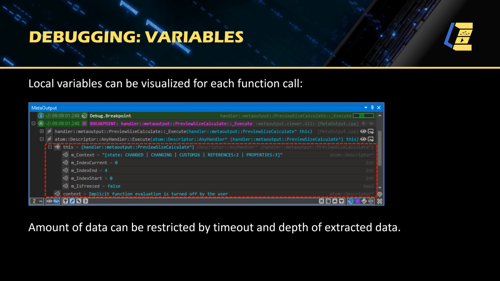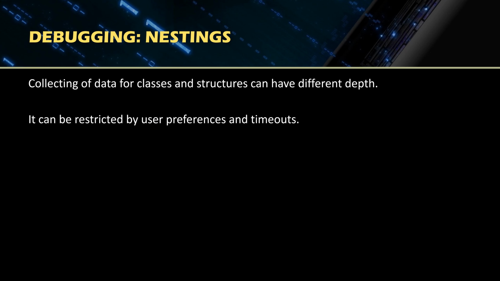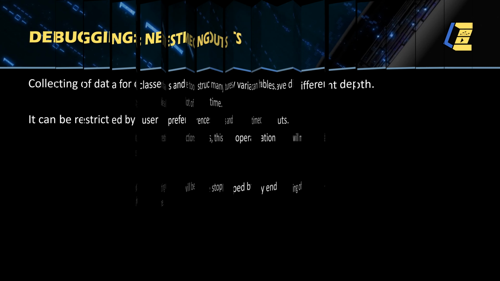Debugging. Variables. Local variables can be visualized for each function call. Amount of data can be restricted by timeout and depth of extracted data. Debugging. Nestings. Collecting of data for classes and structures can have different depth. It can be restricted by user preferences and timeouts.